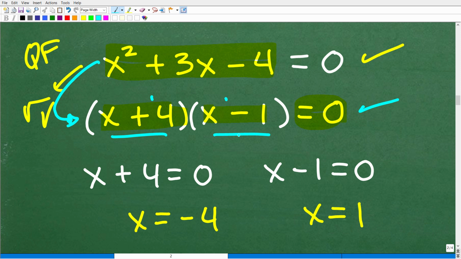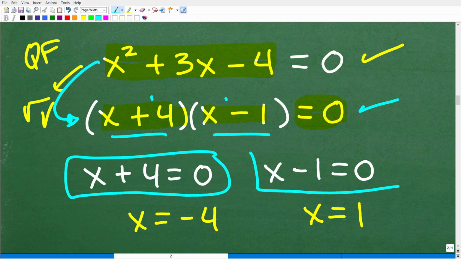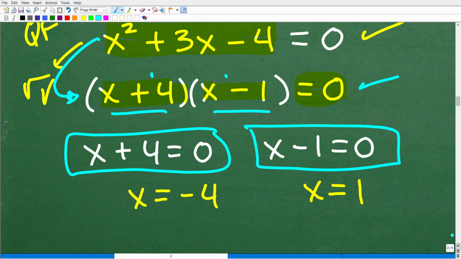So we love in algebra when we can factor and use this, because to solve this equation, all we have to do is set each factor equal to 0, because one or both of these factors is 0. So x plus 4 is equal to 0, x minus 1 is equal to 0, and when we solve these basic equations, we get x is equal to negative 4 and x is equal to 1.